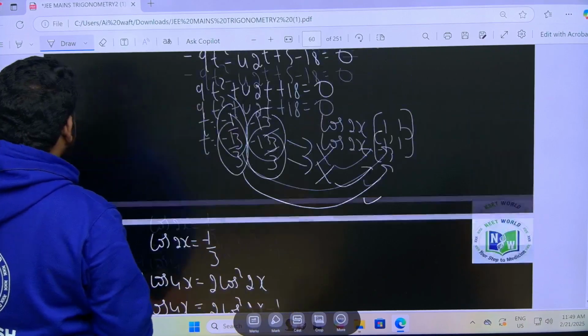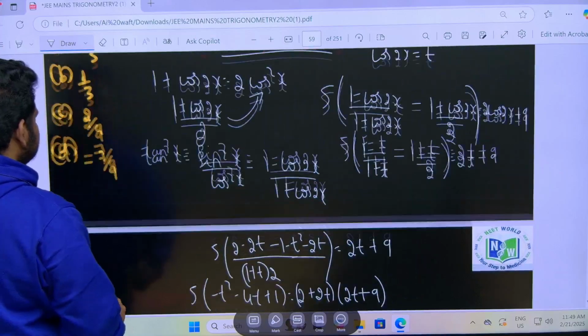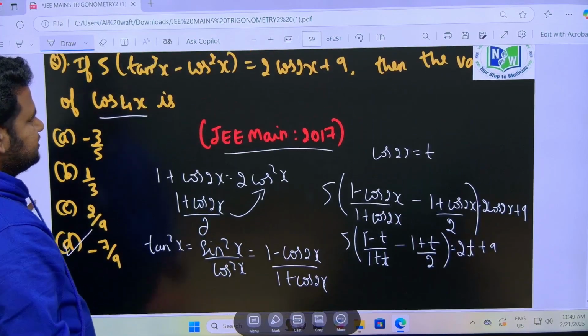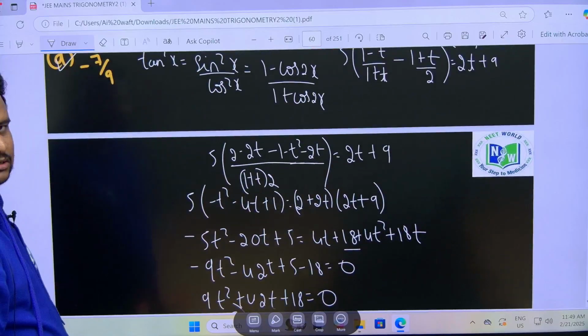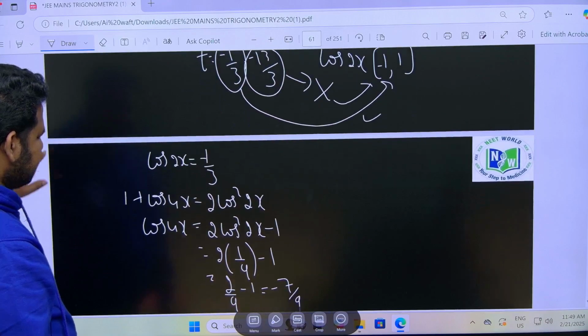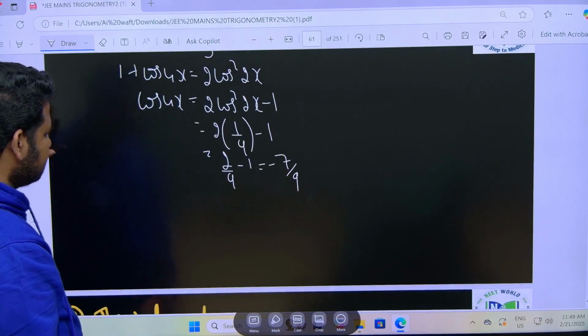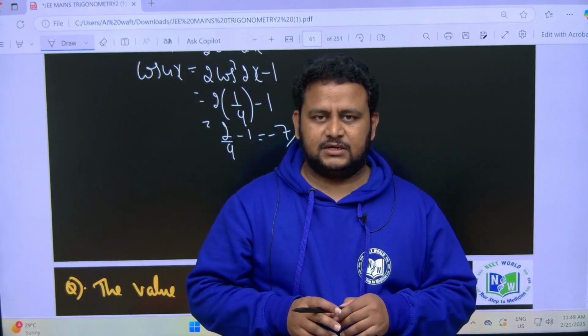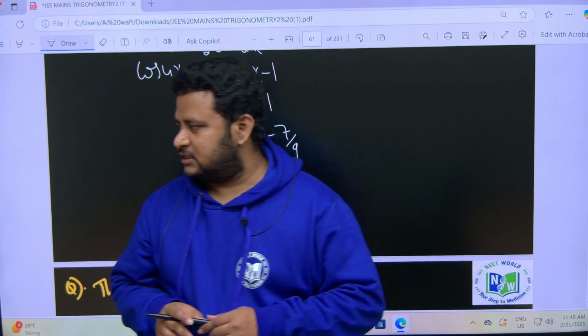So the answer to this question is minus 7 by 9, that is option D, JEE Main 2017. This is how you solve this question. Got it, friends? Simple. The calculation is there, but the concept is simple. Most important thing is you have to convert tan into cos, that is cos 2x. Got it, friends? I hope it is clear.